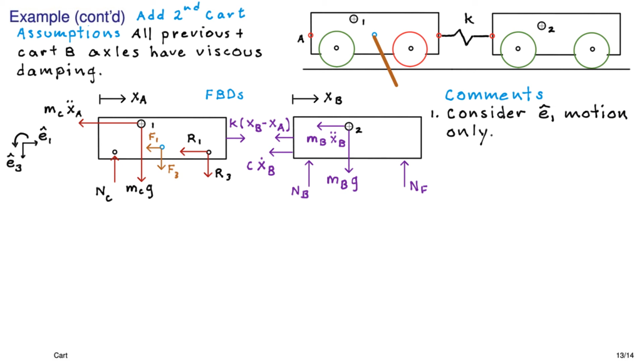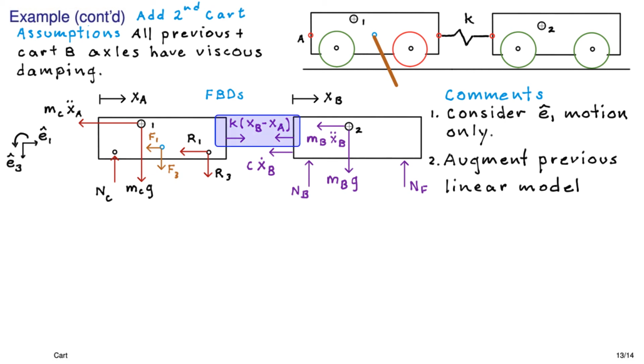We're only going to have to consider the E1 motion because we're not interested in finding normal forces to determine when that B cart is going to tip and things like that. And we can really just take the model that we had in the previous slide and just augment it a little bit with the purple forces. All the purple forces are associated with cart B, and you can see that there's really only one extra force acting on cart A due to that spring.